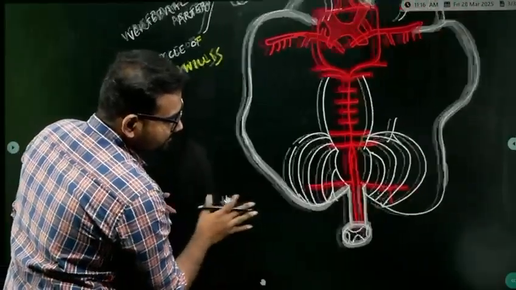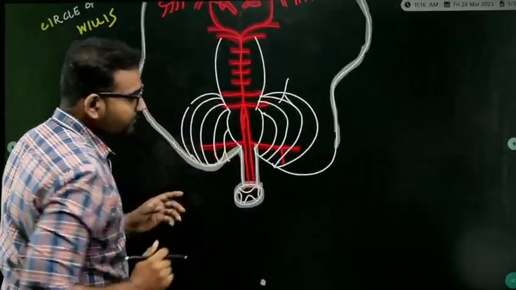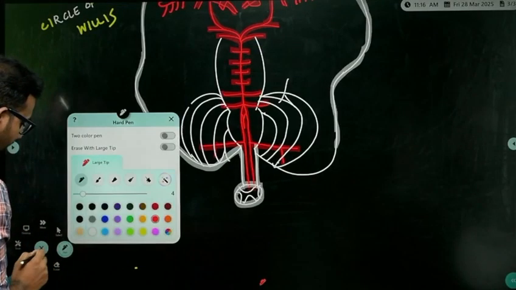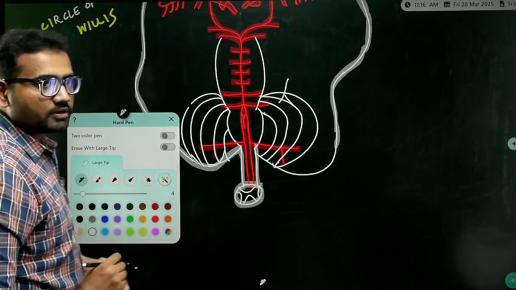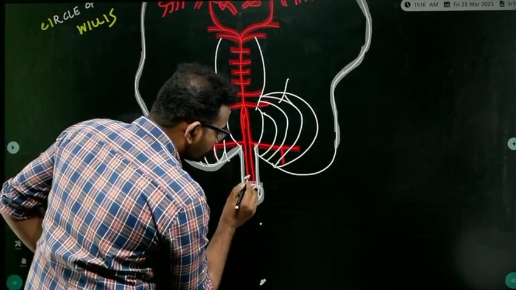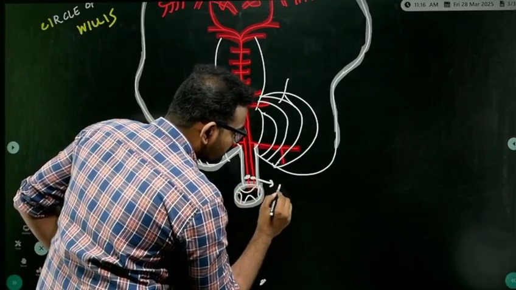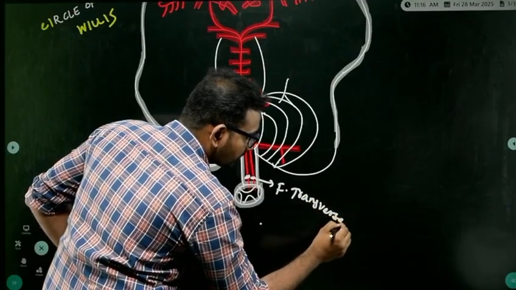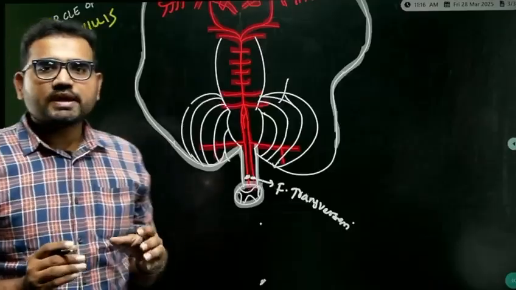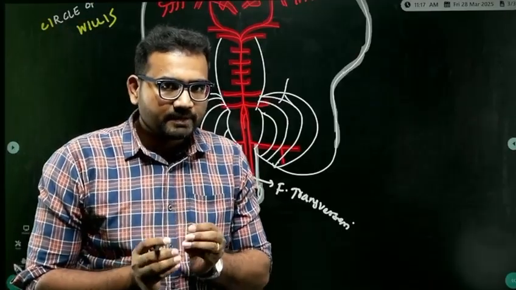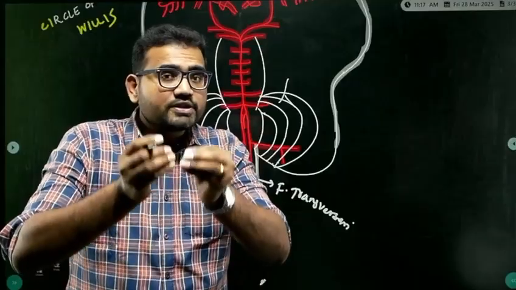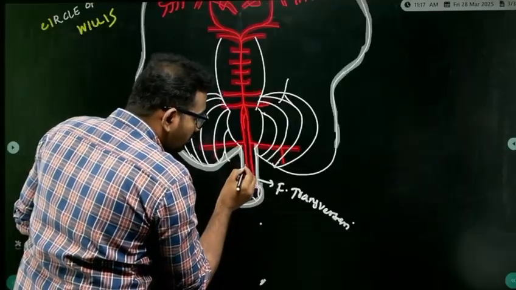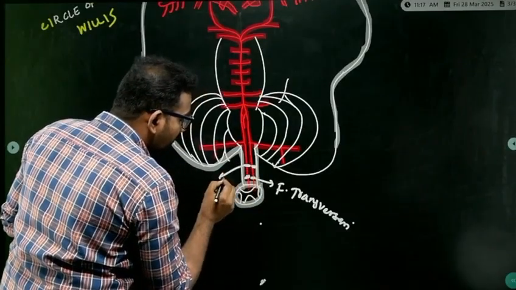I'm just going to zoom this portion. In the cervical vertebrae, this vertebral artery passes through a foramen called the foramen transversarium. So once it passes through the foramen transversarium and the cervical vertebrae, after reaching the base of the skull, it is going to enter via a foramen called the foramen magnum.